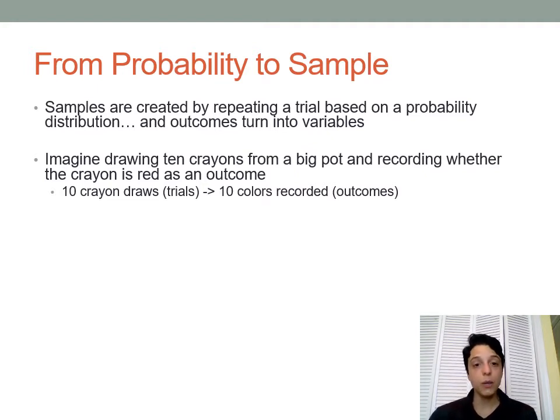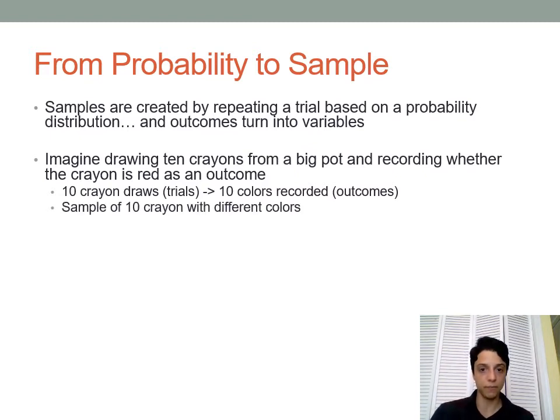If you do that, you have 10 different trials and 10 different outcomes, because you drew 10 crayons and each of them was some color. So for each one, you recorded whether it was red or not red. You could also think of this as a sample of 10 crayons that all have different colors. So you drew them 10 times, you recorded each one, and you end up with a sample of 10 crayons that are all different colors.